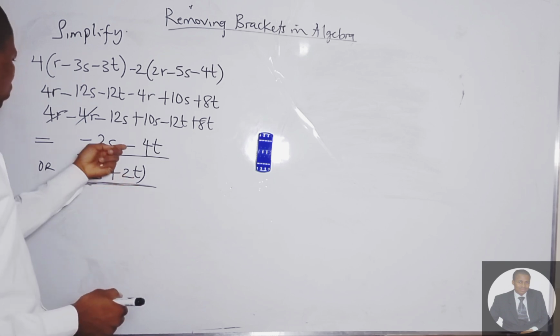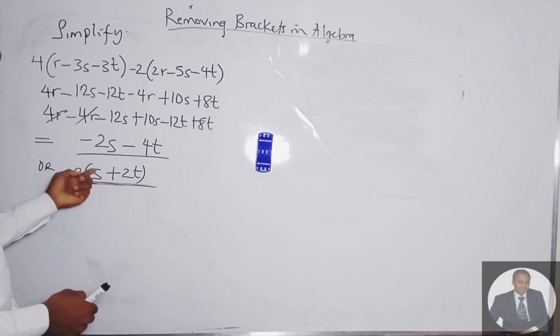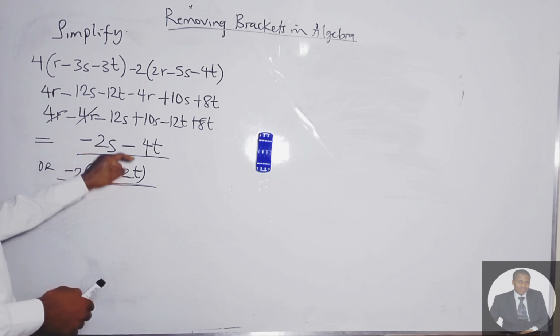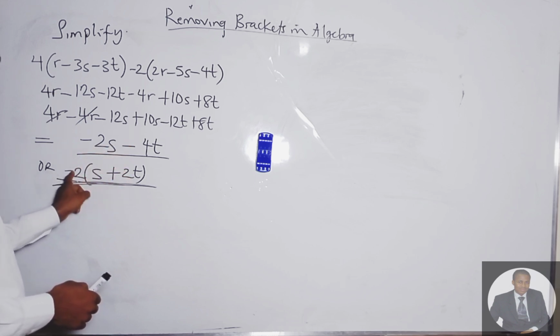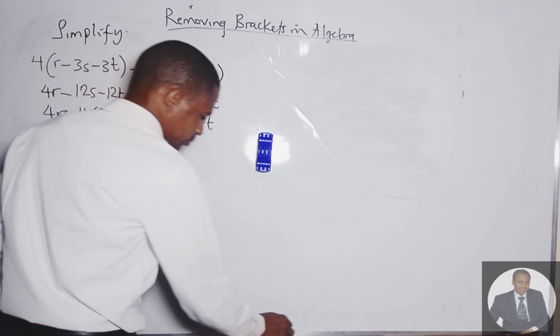And when we open this bracket, it gives us this. Minus 2 times x is minus 2x. Minus 2x plus minus 2x times plus 2t gives us minus 4t.